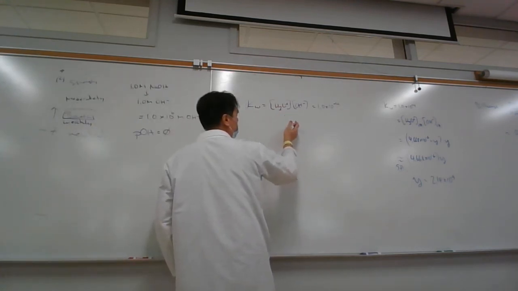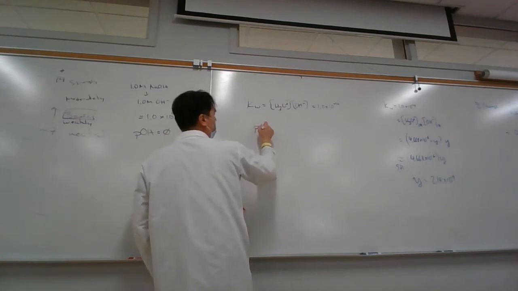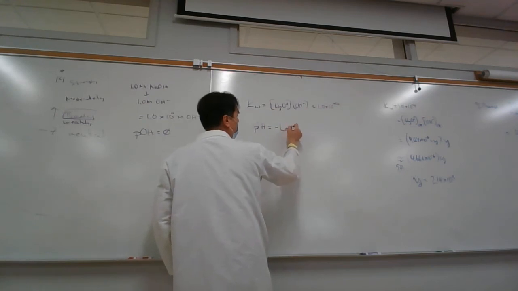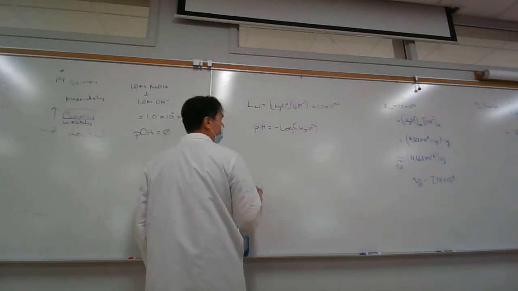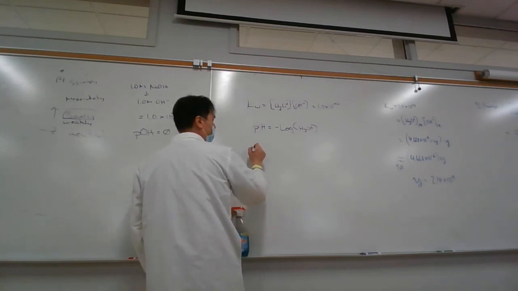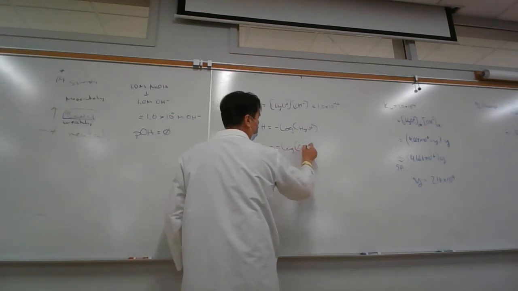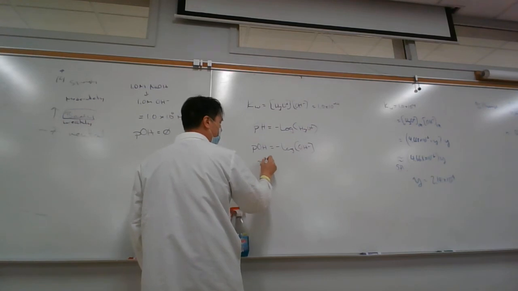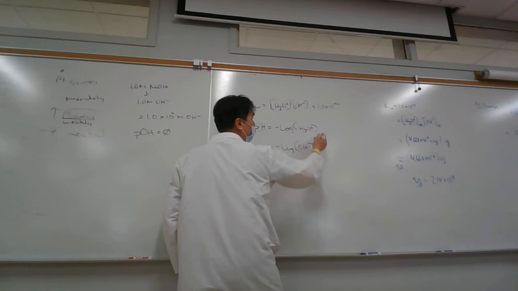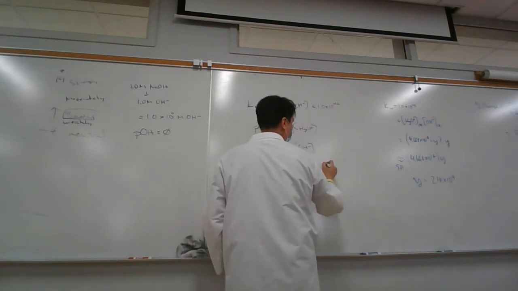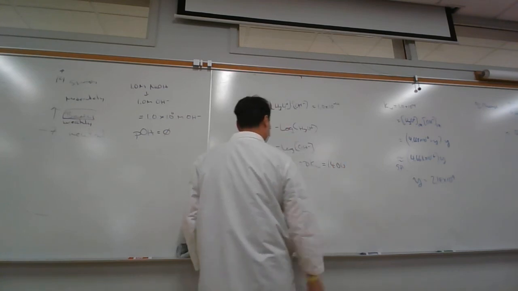And this is relationships dealing with log. And so the pH, if I wanted to calculate it, is the negative log of the hydronium ion concentration, or the hydrogen ion concentration. And the pOH is the negative log of the hydroxide ion concentration. And it turns out that the pH plus the pOH is equal to the pKw, the power of Kw. The power of Kw is 14. So this is going to be 14, and then I have 2 sig figs, so 14.00.